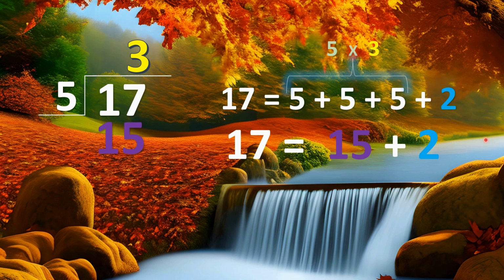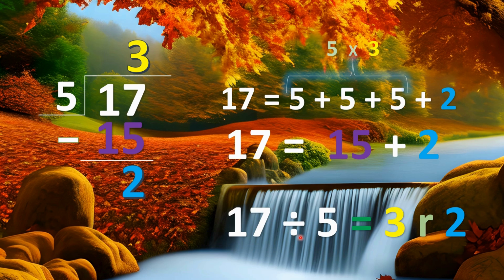Next operation: 15 goes there, and what do we have to do? We have to subtract 15 from 17. So 17 minus 15 will give us what? For those who cannot think fast, 1 minus 1 is 0. 7 minus 5 is, excellent, 2. Do you see the blue 2? The 2 is here, and now we are done with the operation. We can rightly say 17 divided by 5 is equal to 3 remainder 2.